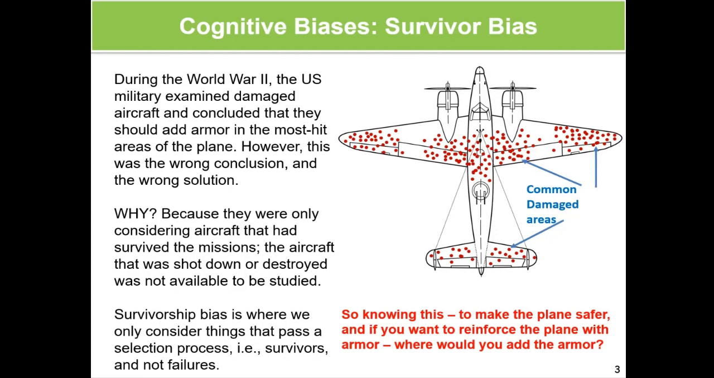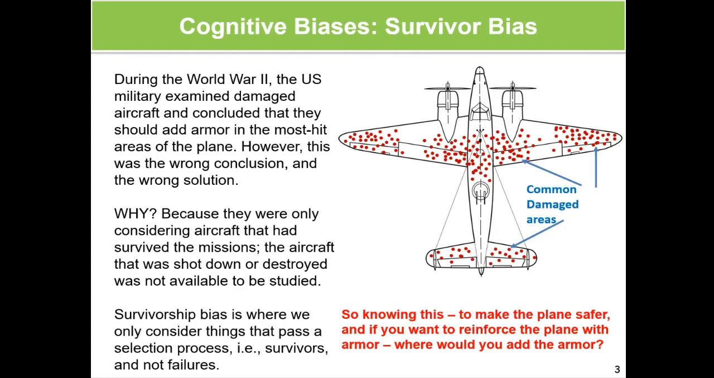So the reason why they want to do this is to make sure that more planes come home, right? That they don't crash. The first conclusion that they made was that those planes that came back, the red areas is where the most damage is, right? And the second conclusion was that by putting armor in those red areas, we would reduce the number of planes crashing.